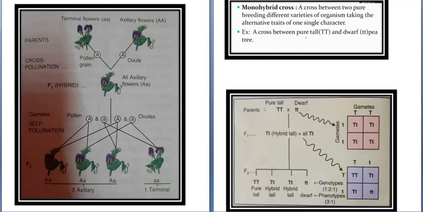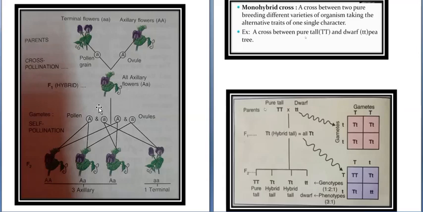Now you know that a monohybrid cross is a cross between 2 pure breeding different varieties of organisms taking alternative traits of one single character at a time. So let us see through few examples. The first example is a plant having terminal flower and a plant which was pure breeding for axillary flower. In the first generation, it was found that all the plants that were formed had axillary flowers.